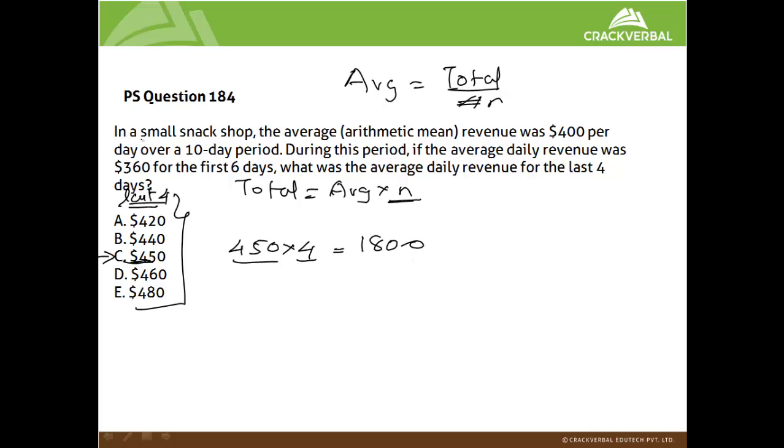Now for the first 6 days they already told us the average is 360. So 360 into 6 plus this 1800 should get us the total revenue for the 10 days. Average is 400, so that means total would be 400 into 10, which is nothing but 4000. Let's check. So 360 into 6 would be, 36 into 6 is 216, so 2160. Okay, so 1800, if you add it with 2160, it will not reach 4000, it will be 40 less, right?